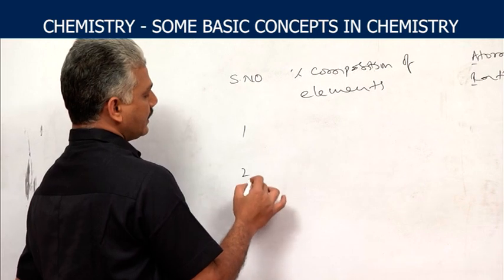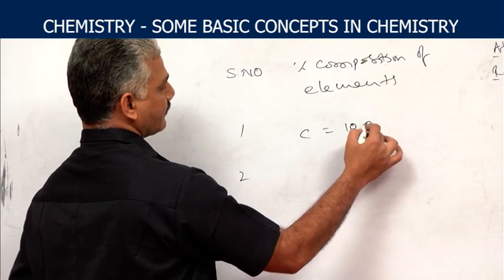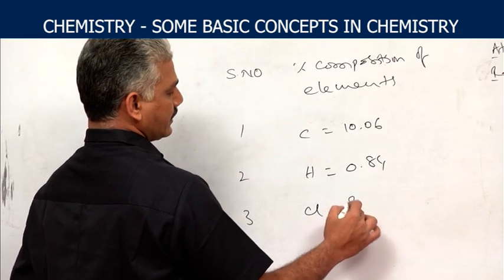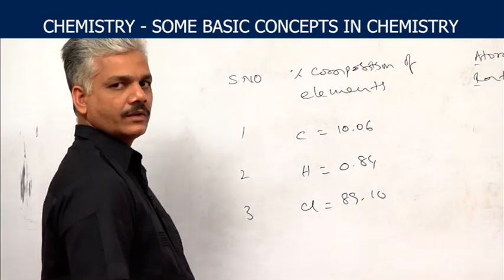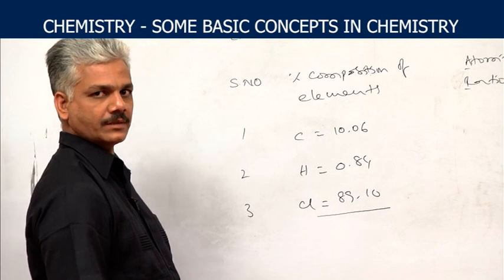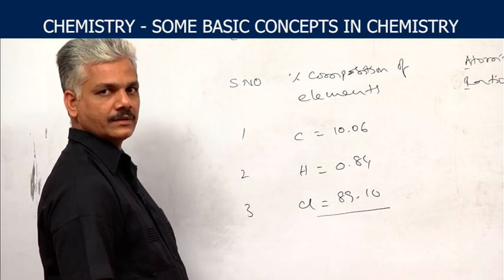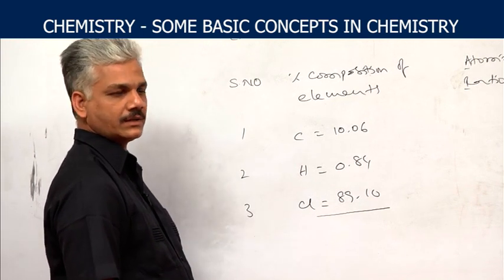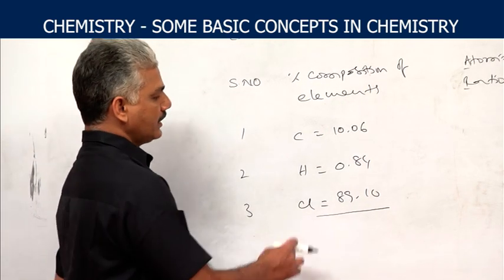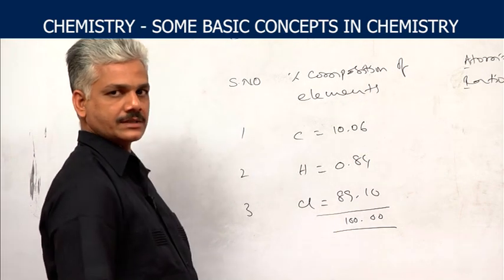Now, in the given problem, 3 elements are specified. One is carbon, another one is hydrogen, and third element is chlorine. Before proceeding to the next stage, we have to check the total of percentage composition. If it is equal to 100, we can proceed further. If it is not equal to 100, you take the difference as equal to percentage of oxygen, whether it is specified in the problem or not. In this case, the total comes out to 100%. So, we can continue to the next stage.